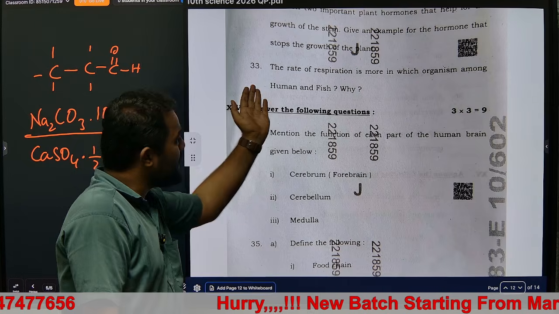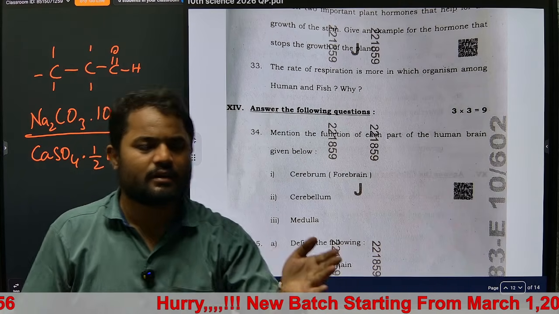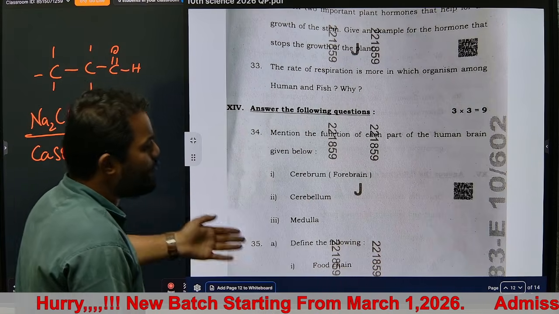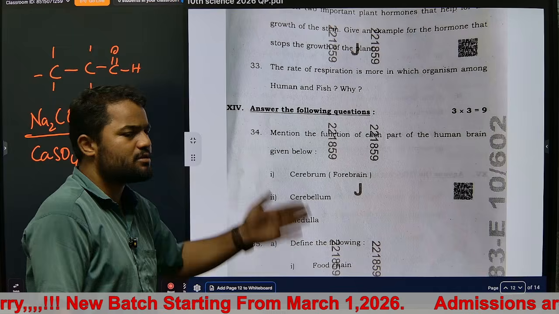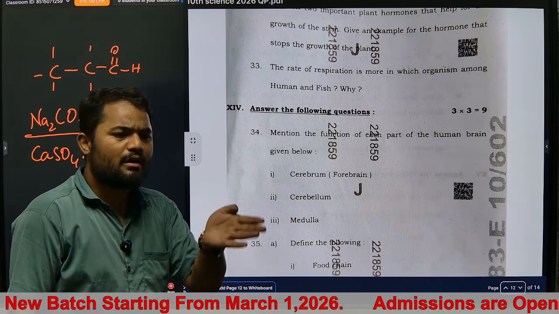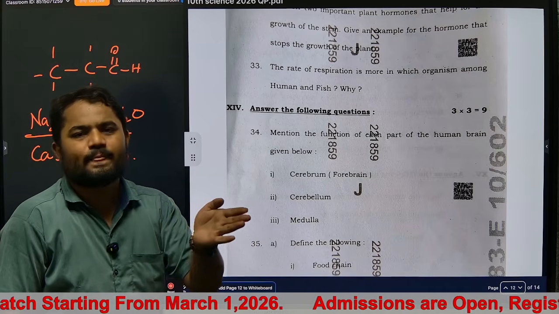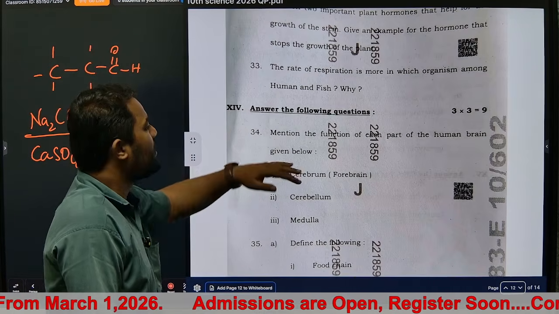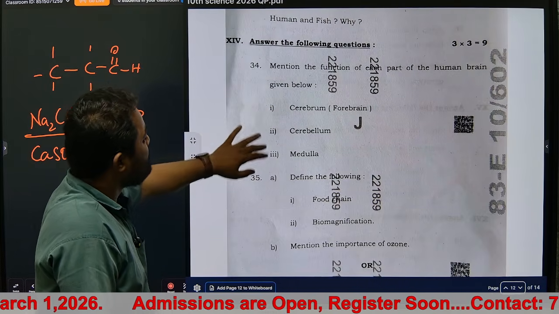See, the rate of respiration means you have to write in context with the rate of breathing. The rate of breathing in fishes is quite faster compared to the human being, because the fish or any aquatic animals take the dissolved oxygen, which is comparatively low compared to the atmosphere.